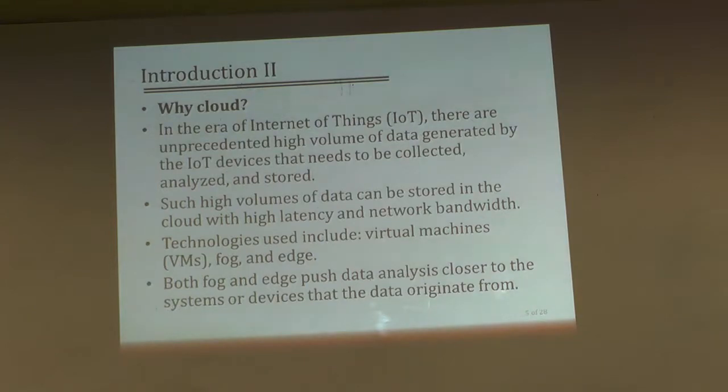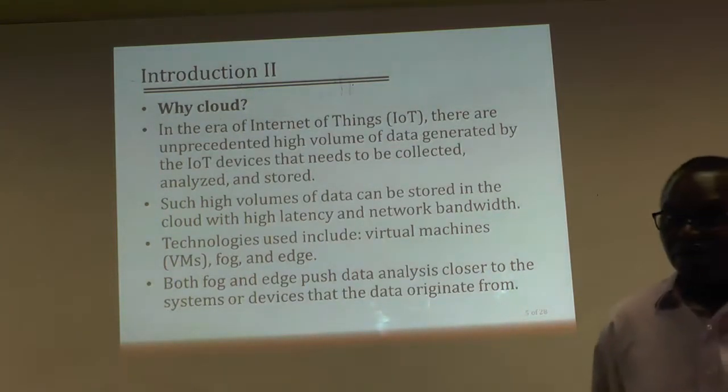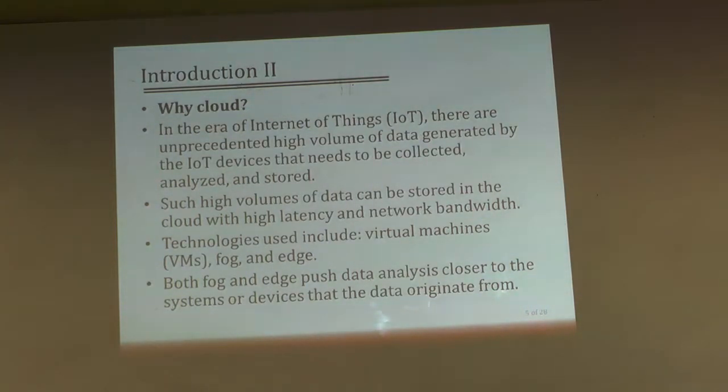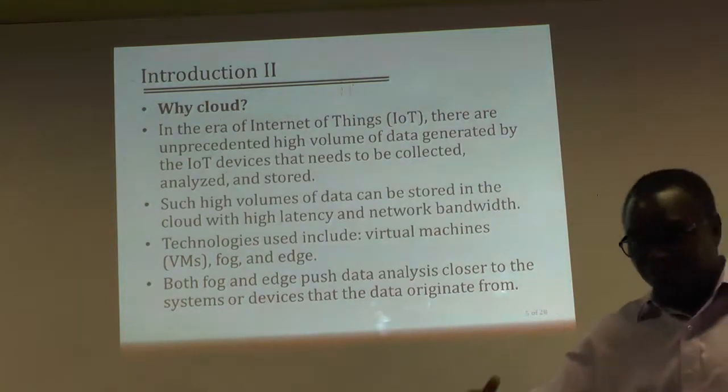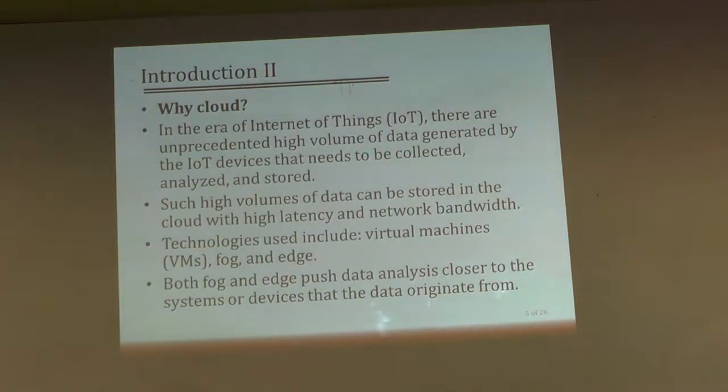Then the question is, why cloud? We talk about Internet of Things. Internet of Things generates a lot of information. For example, if you have Internet of Things in your house, which means everything in your house, the electricity, the security system, even your cooker, your fridge, your television, everything, they are connected to a processor which you can activate remotely from your phone.